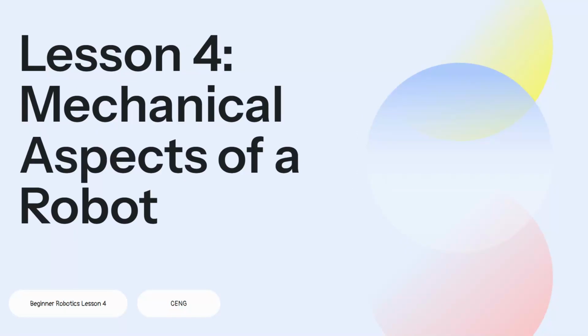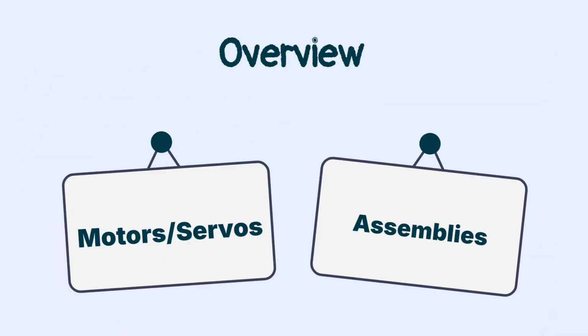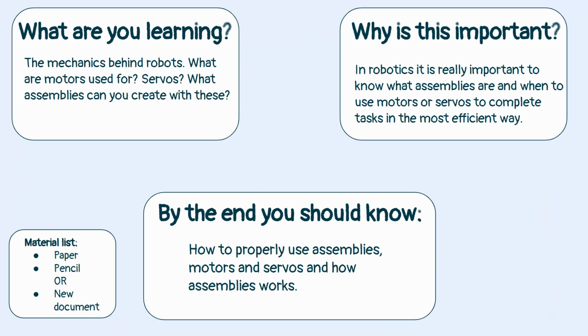Hello, Sing students. Welcome to Lesson 4 of Robotics, Mechanical Aspects of a Robot. The quick overview is we will be learning the basic review of motors and servos, and we will be learning a lot about assemblies and everything that has to do with them. Now, before we begin, what are you learning in this lesson?